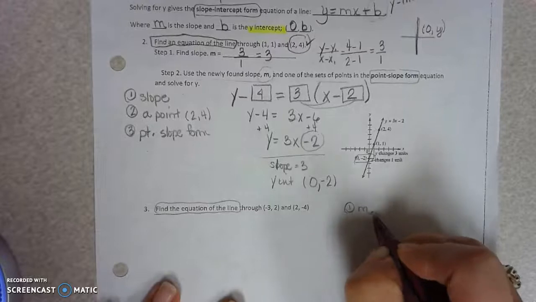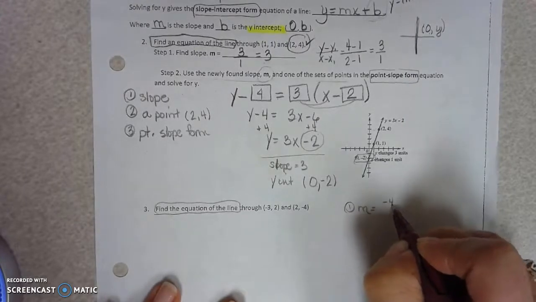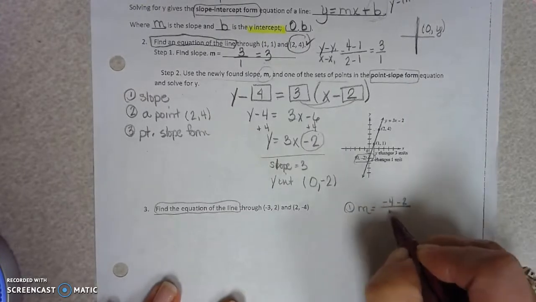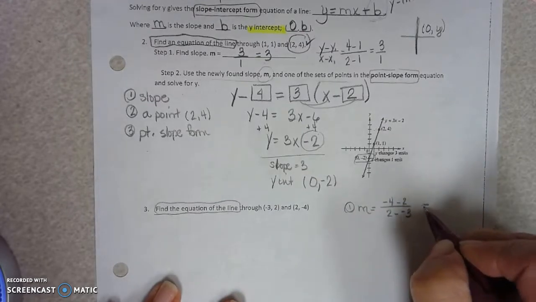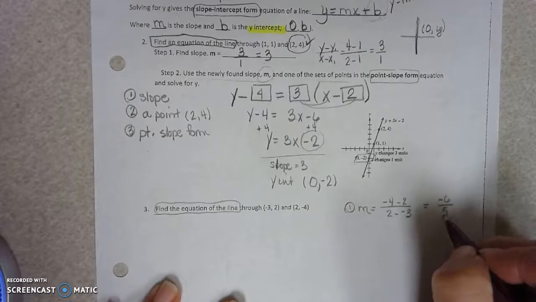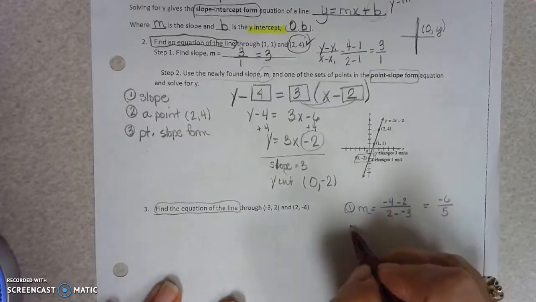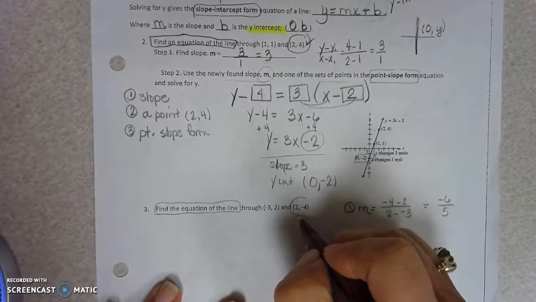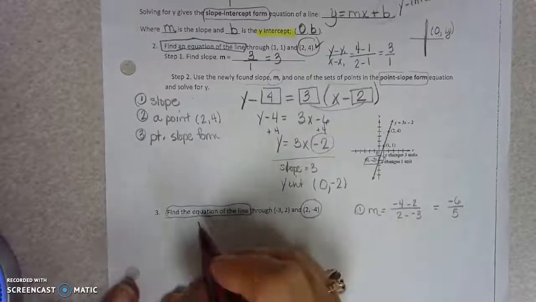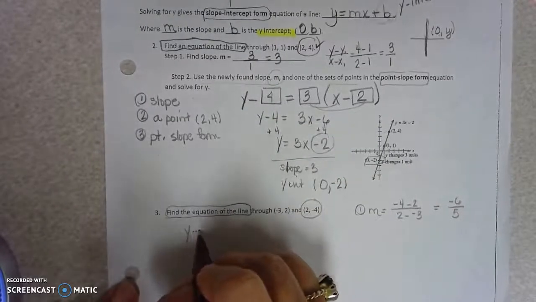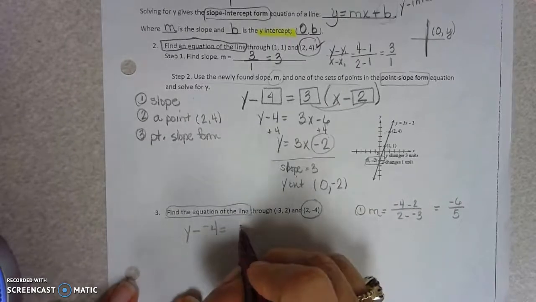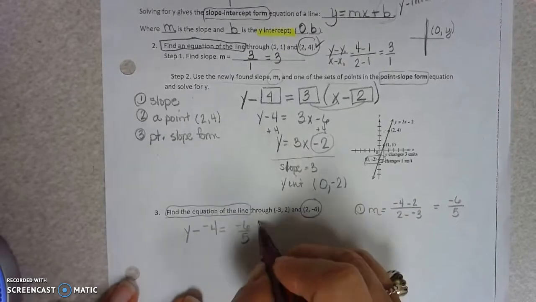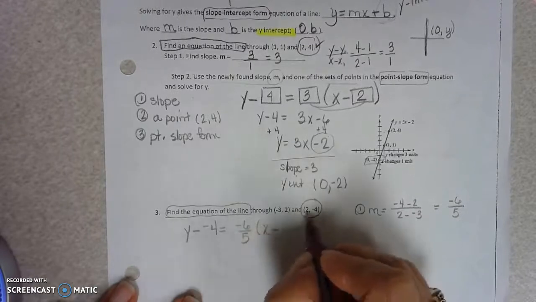First step, you got to find the slope. So -4 minus 2 over 2 minus -3. That would be -6 over 5. So there's my slope. And I have a point. Doesn't matter what point you use. y minus the y value equals the slope times x minus 2.